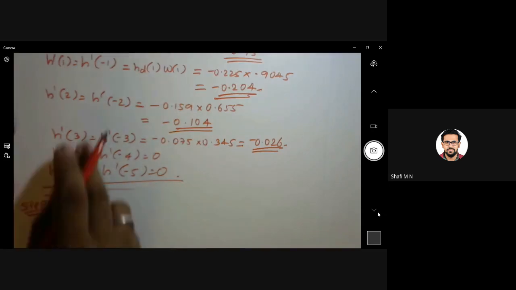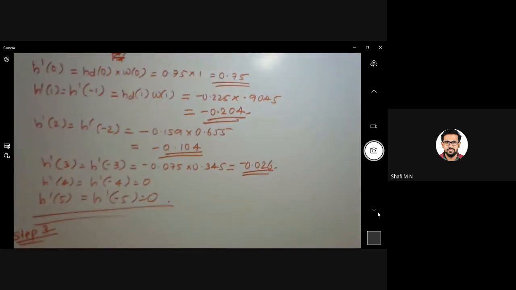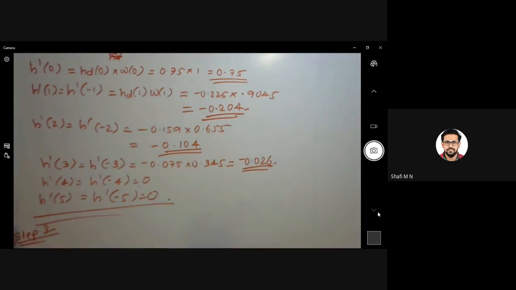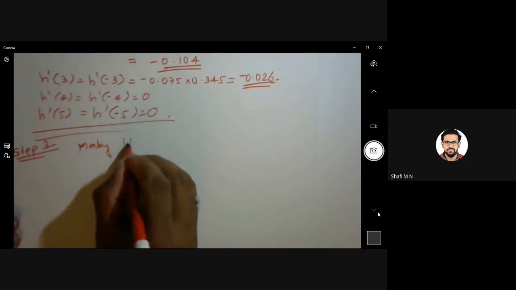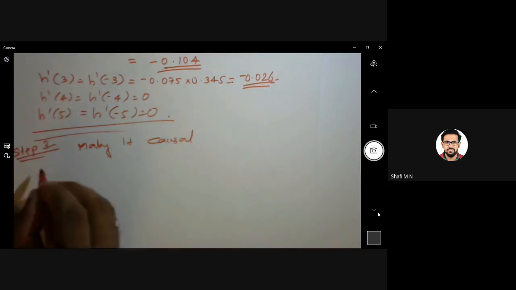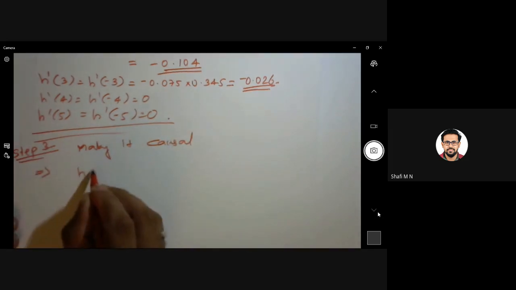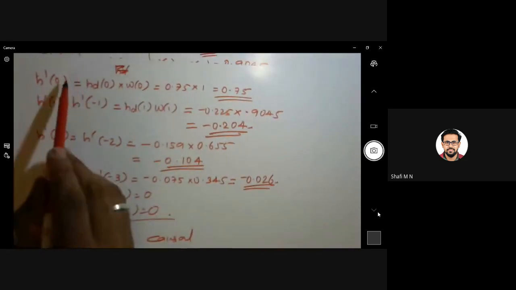So is it my final answer? No, no. What is the problem with this particular design? Non-causal. It's not realizable. That means you have to make it realizable. You have to right shift it by n-1/2, that means 5 units. So making it causal implies you have h of causal, just add 5 to this.